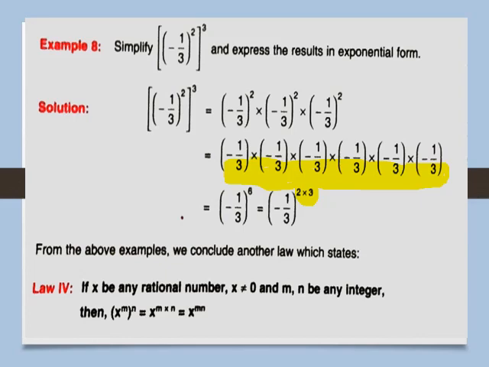And what does the fourth law say? When both powers are there, instead of calculation, we can simply multiply the powers. So if x is any rational number, x not equal to 0, and m and n are any integers, then x raised to the power m, and whole raised to the power n, equals x raised to m multiplied by n. So x to the power mn. This is the fourth law of exponents.